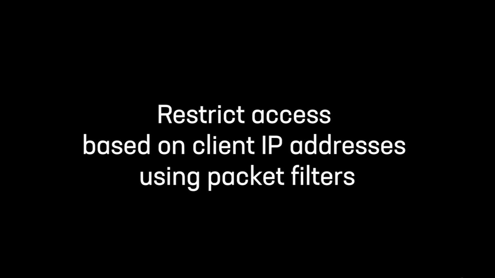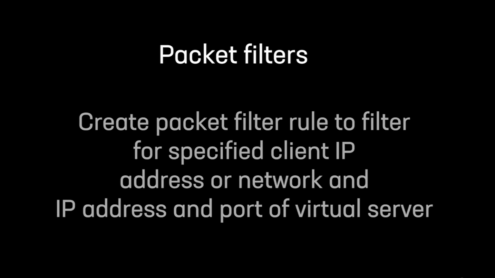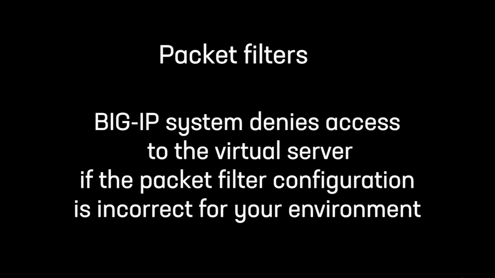Restrict access based on client IP addresses using packet filters. Packet filters accept or reject traffic based on criteria you specify, such as protocol, source and destination IP address, and destination port. You can restrict access to a virtual server by creating a rule to filter for the specified client IP address or network and the IP address and port of the virtual server. When you restrict access in this way, the BIG-IP system denies access to the virtual server if the packet filter configuration is incorrect for your environment.